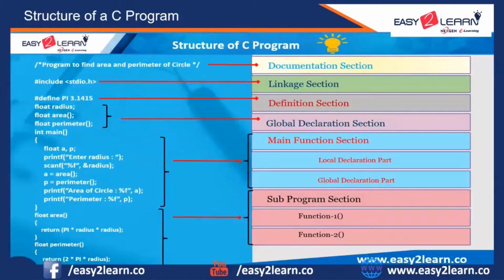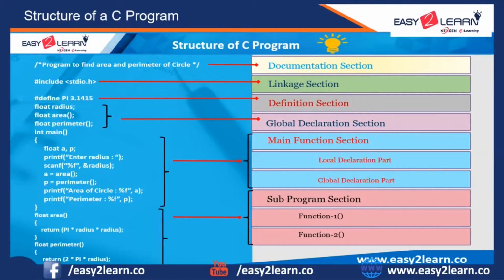Next comes the structure of a C program. The structure of a C program consists of various sections like documentation section, linkage section, definition section, global declaration section, main function section, which has two parts like local declaration part and global declaration part, and the final section would be subprogram section. What is the documentation section?